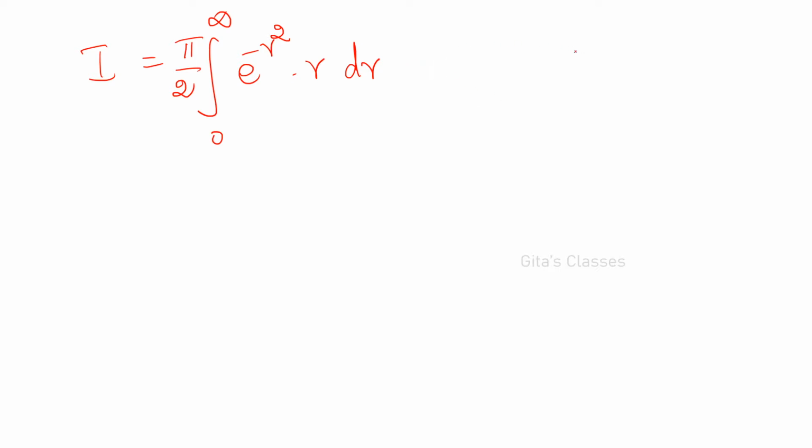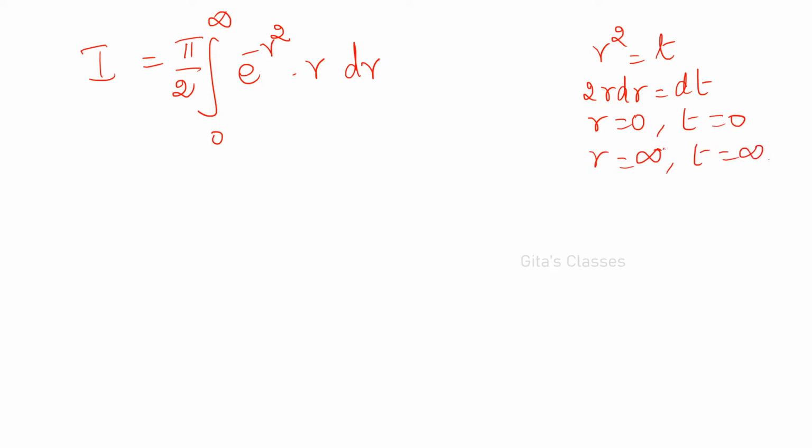Now what I am going to do is, you have to integrate this. e power minus x squared is also like that. But we have r into dr, so you can make a substitution. This will become easier if you substitute r squared is equal to t. So 2r dr is equal to dt. When r is equal to 0, t is also 0. When r is equal to infinity, t is equal to infinity, right?